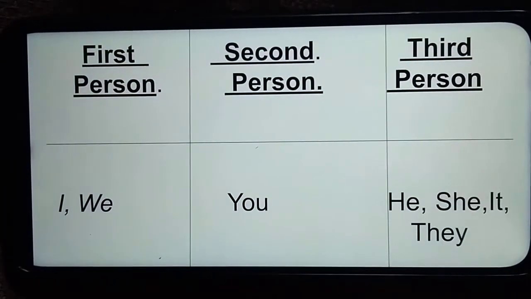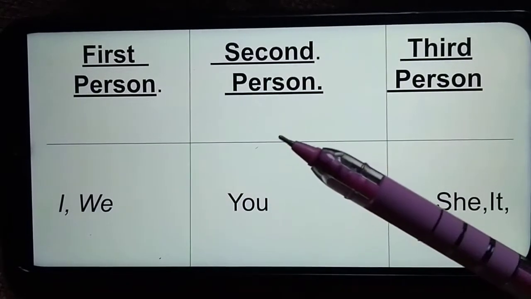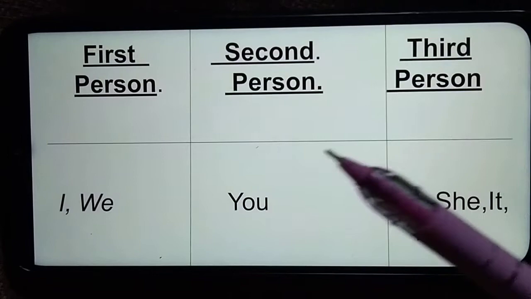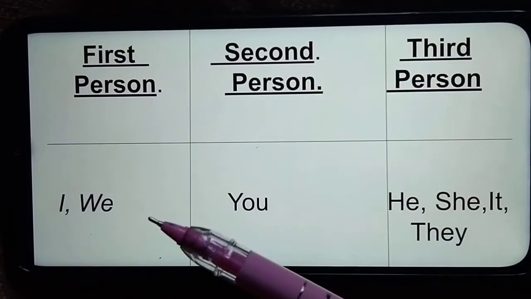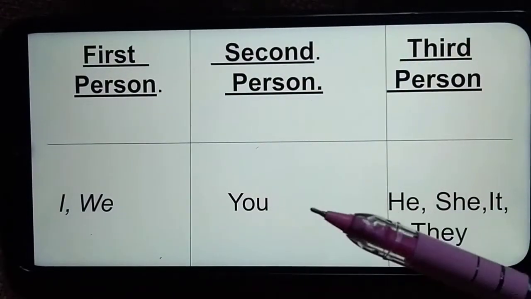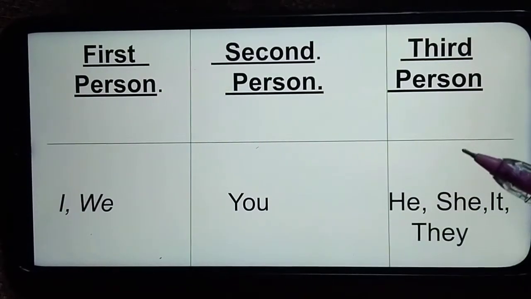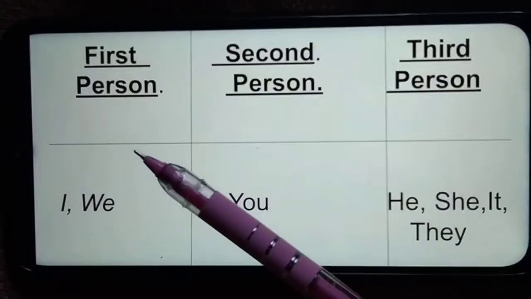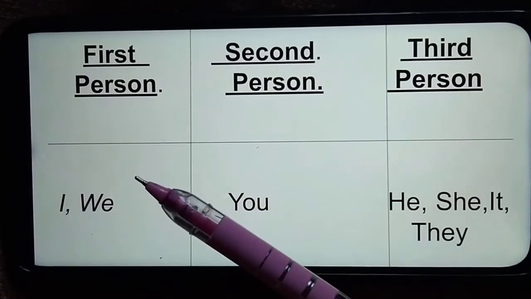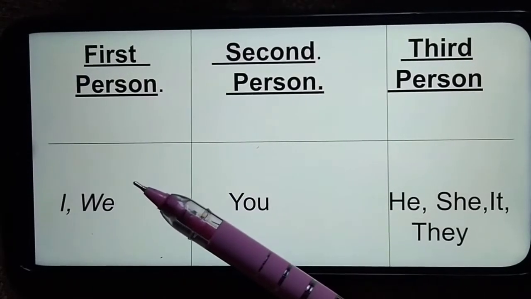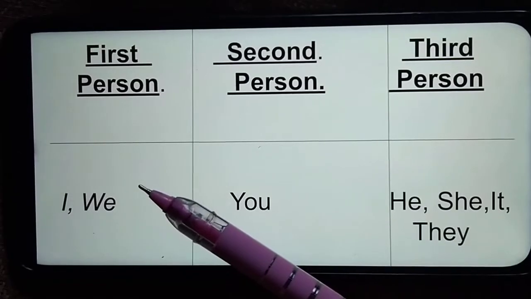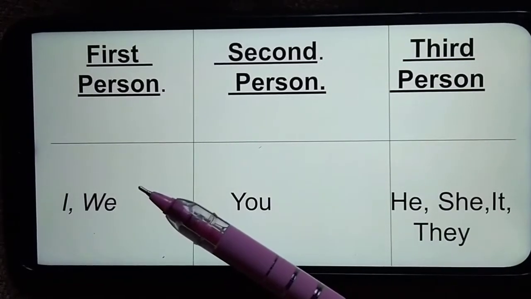These personal pronouns are categorized as first person, second person, and third person. I and we, these two are first person. You is second person. He, she, it, and they, these are third person. Who is first person? The speaker is first person. For example, right now I am speaking. So for myself, I will use I. I am speaking.